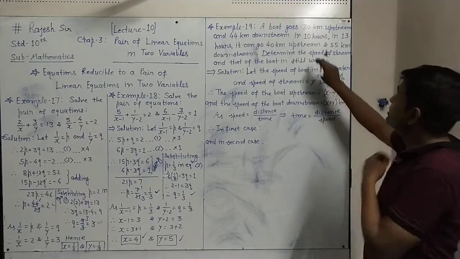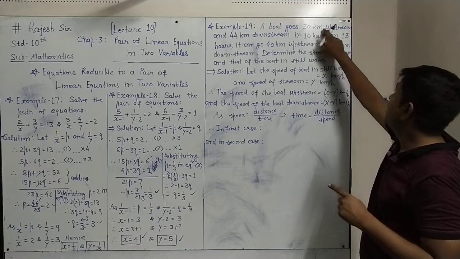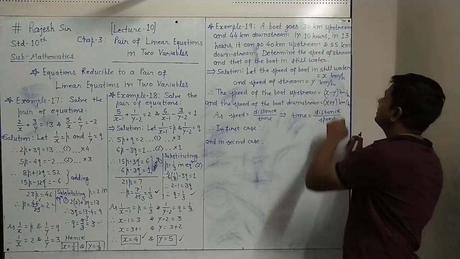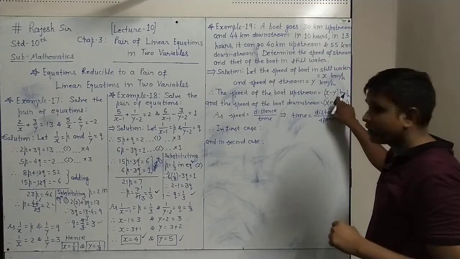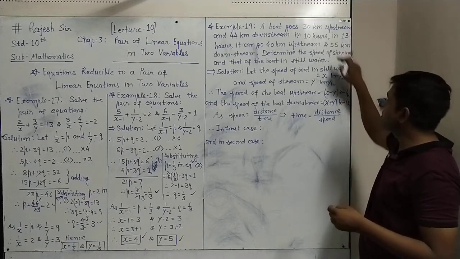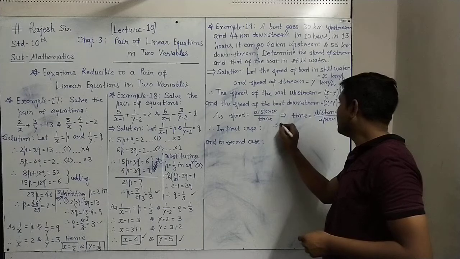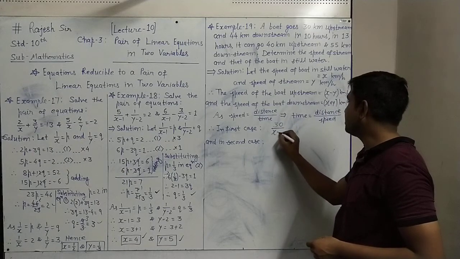So first, distance is 30 kilometer traveled upstream. The speed is upstream speed, x minus y. This 30 kilometer is traveled with the speed of x minus y. So what will be the time taken in this? Time equals distance upon speed. So in the first case, distance is 30 upon speed upstream, that is x minus y.